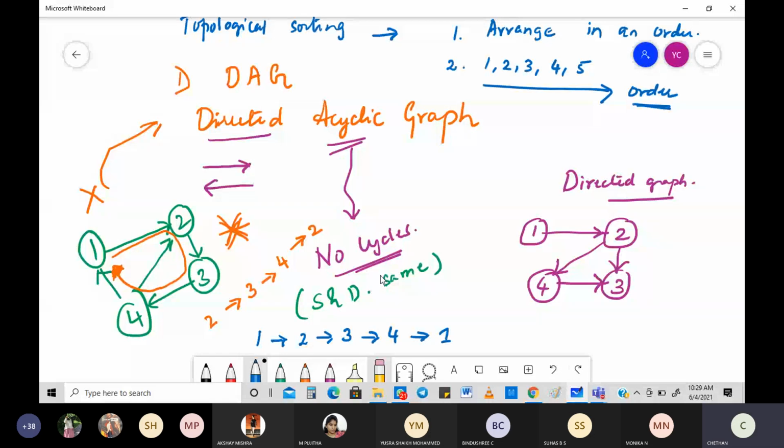Now we'll take this example. Is there a cycle? Probably there is no cycle. Check here, going like this, going like this. There is no cycle right here. So this is what you call an acyclic graph. It is very important to keep in mind that this is an acyclic graph.